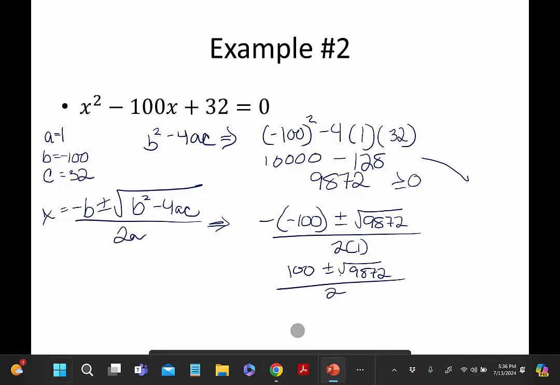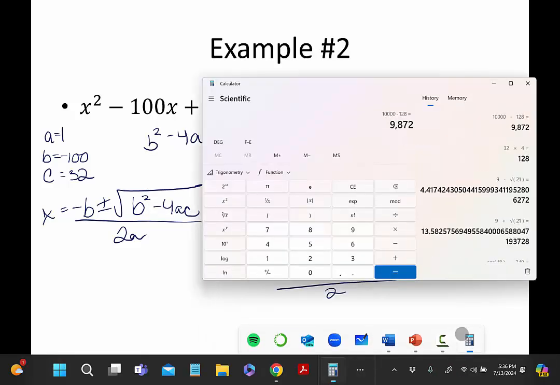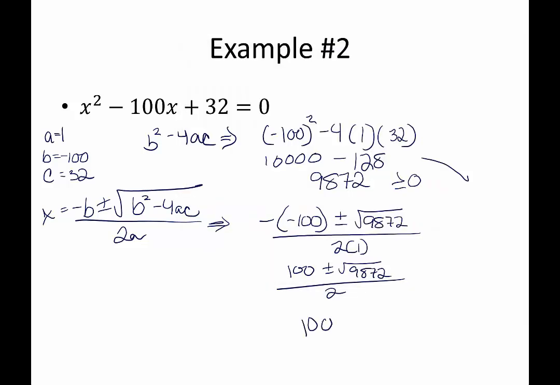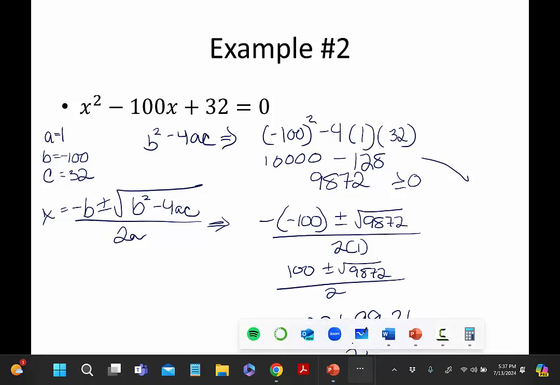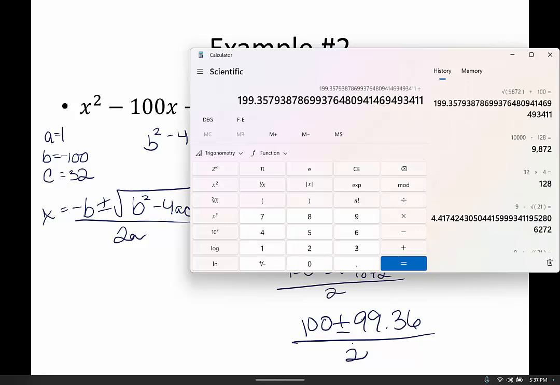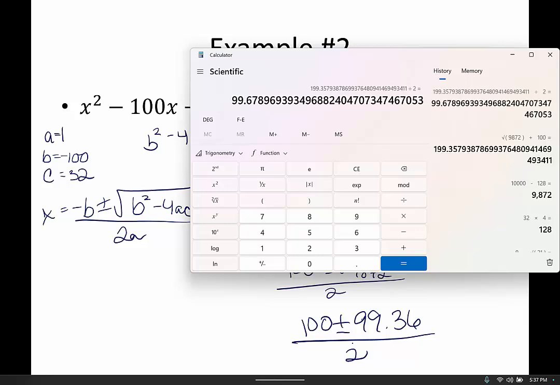I'm just going to go ahead and throw that right in the calculator. I'm going to find the square root of that. 99.36. So this is 100 plus or minus 99.36 divided by 2. So plus 100 divided by 2 gives me 99.68.